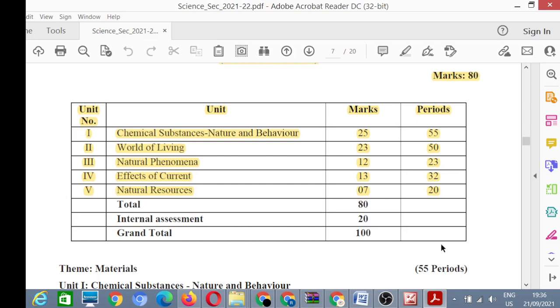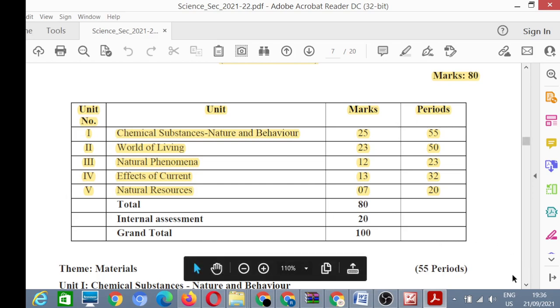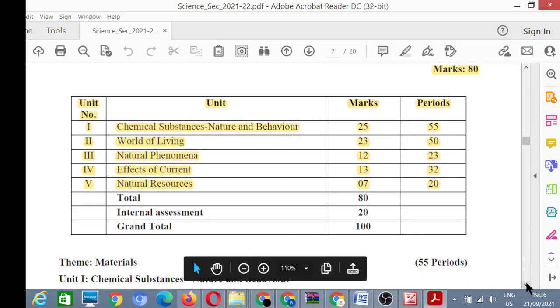Then natural phenomena, 12 marks. Then we have effects of current. This unit belongs to physics, 13 marks. Then natural resources, 7 marks only. In total 80 marks, and 20 marks are for internal assessment. So you have a grand total of 100 marks. This is the distribution of marks for your science subject class 10 for year 21-22.